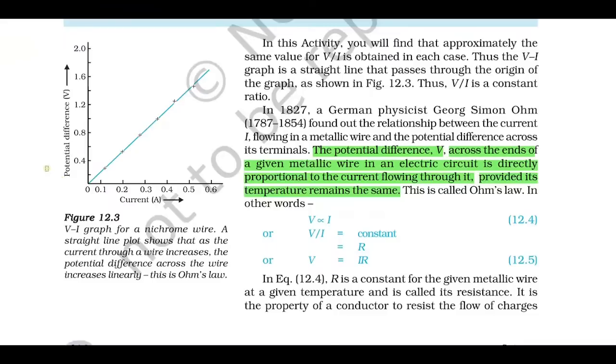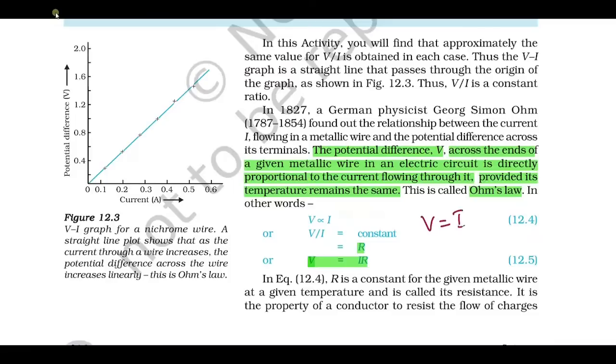Okay, so V is proportional to I. This is called as what? Ohm's law. If you remove the proportionality, we get a constant called as what? Resistance. R is a constant. So V equals what? I into R. V equals I into R. This is what? Ohm's law.